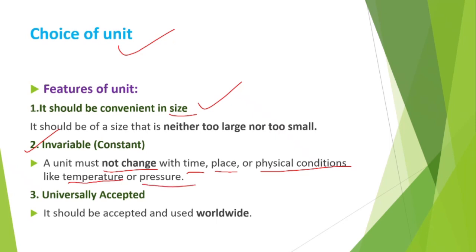Got it? Next is universally accepted. It means it should be understood and used worldwide. If I say kg, grams, seconds, hours, meters, these units are used in India as well as outside of India. It is a standard form of unit. Understand?